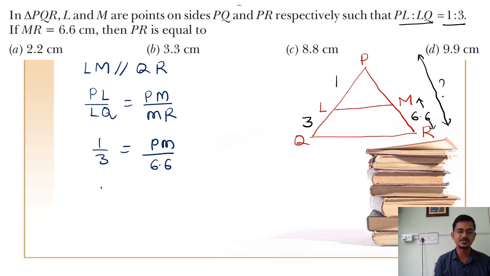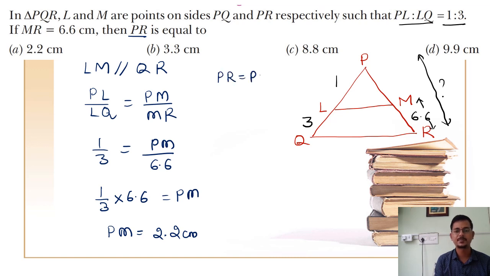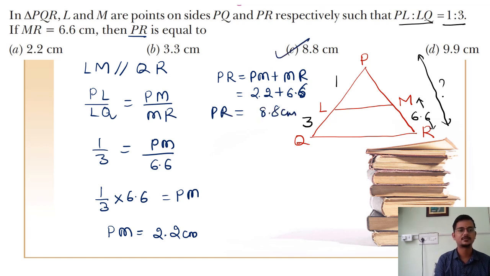On cross multiplication, this gives 1 by 3 multiplied by 6.6 is equal to PM, and this gives PM is equal to 2.2 centimeter. So we have found the length of PM, but we need to find the length of PR. So we can write PR as the sum of PM plus MR. We found PM just now, 2.2, and MR is equal to 6.6. On adding, this gives PR is equal to 8.8 centimeter. So option number C is correct.